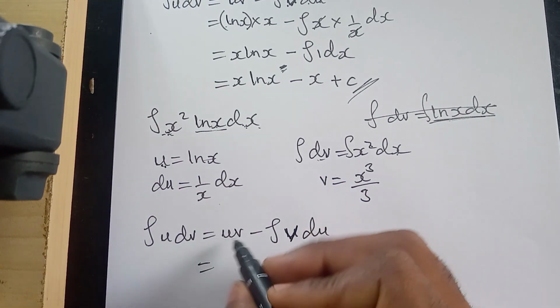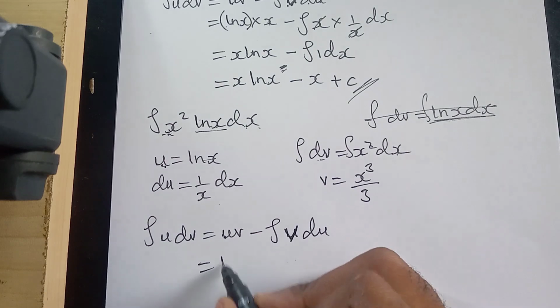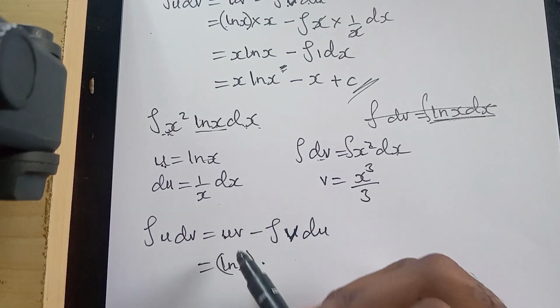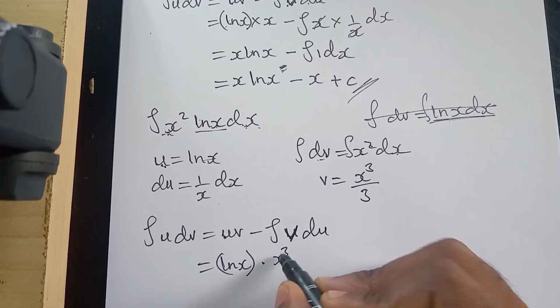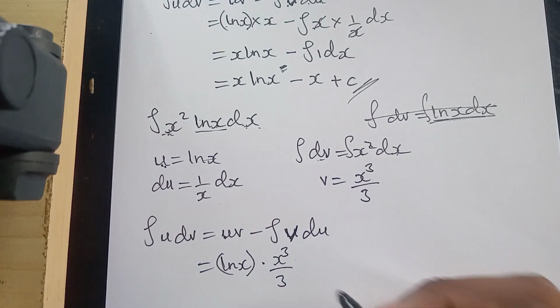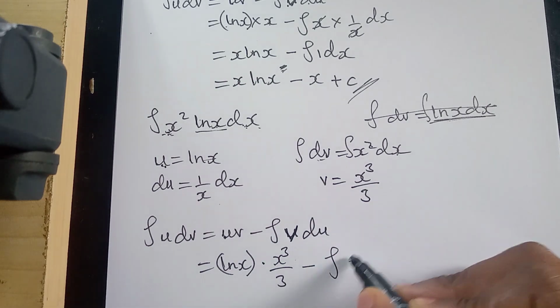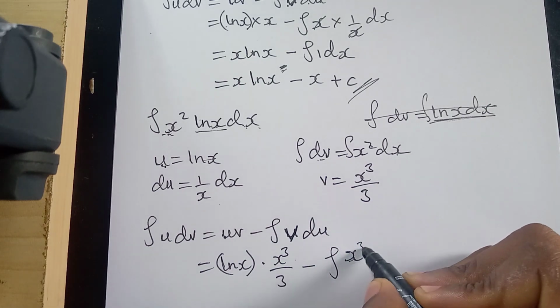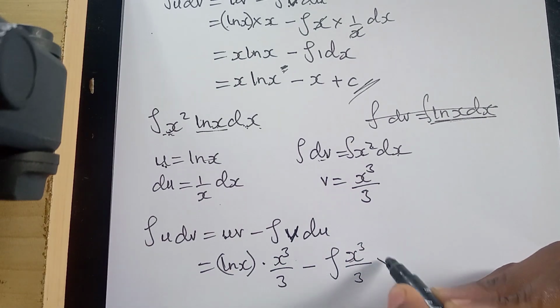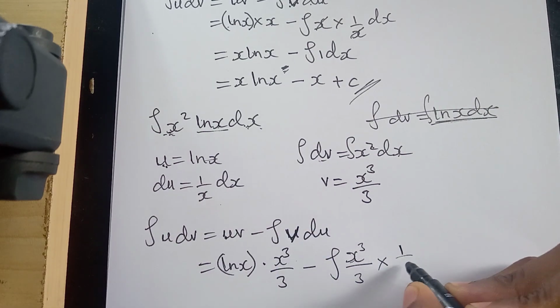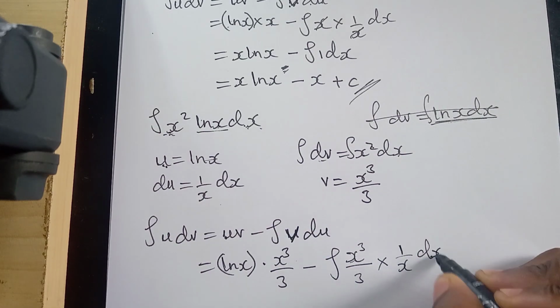And then our u is natural log x multiplied by our v, which is x cubed over 3, then minus the integral of our v, which is x cubed over 3, multiplied by our du, which is 1 over x dx.